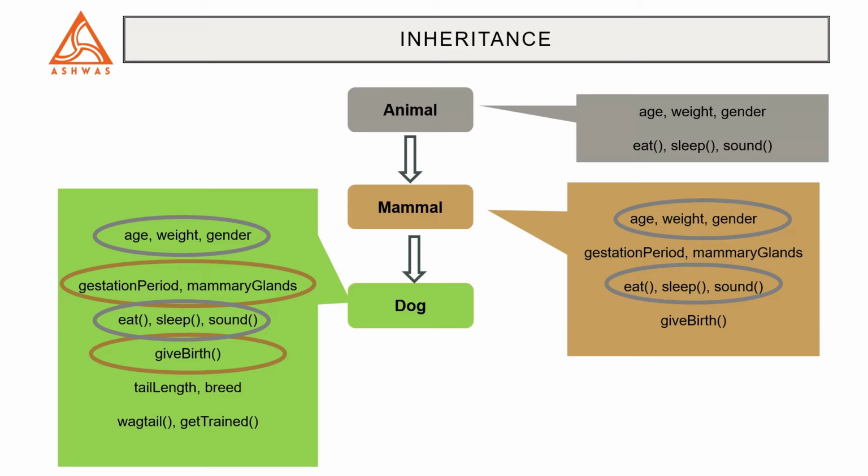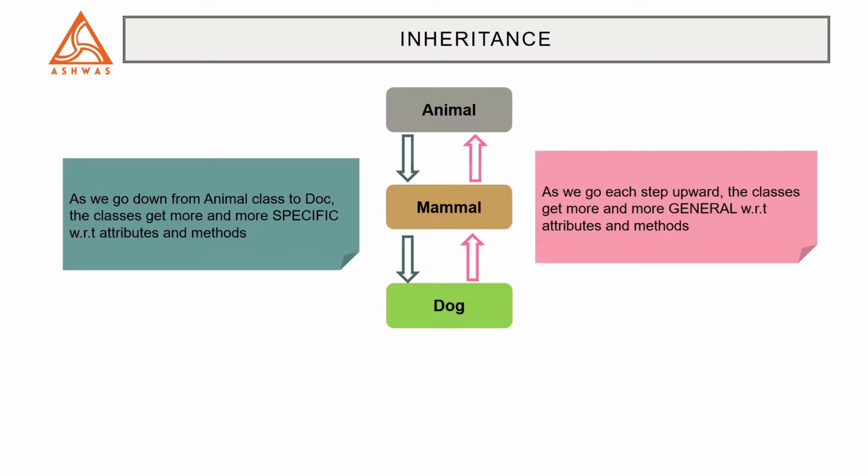So as you can see, by creating a hierarchy of classes here, we are promoting reuse of attributes and methods. And this is exactly what inheritance aims at. One thing that you should understand about inheritance is that as we go down the hierarchy, the classes begin to get more and more specific. For example, the dog class has attributes and methods only pertaining to dog behavior. This is a specific lower class, a child class.